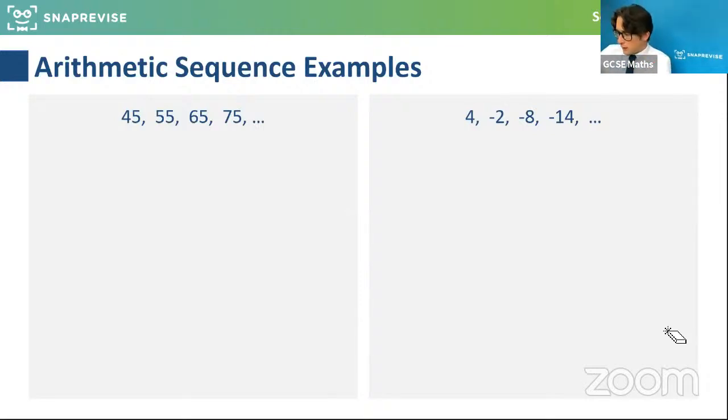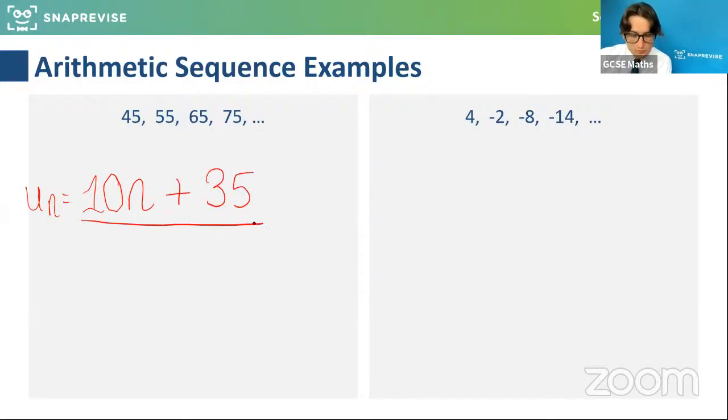Right. So I think a lot of us are noticing that obviously there's this underlying thing of it going up in tens. So that actually means the rule is following the 10 times tables. So Un is following the 10 times tables. But instead of starting on 10 and going 10, 20, 30 and so on, it's starting all the way up at 45. So I have to shift all of those numbers by 35 to get me to the correct starting point.